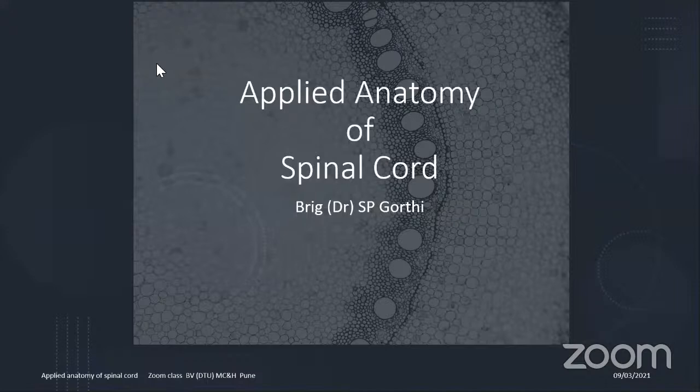Similarly, the brain sends its motor impulses through the corticospinal tracts and the descending tracts of the extrapyramidal system, and they home on to the ventral horn, the anterior horn cells, and through the lower motor neuron they enter the muscles at the neuromuscular junction and carry on the motor function. So the spinal cord is a very important organ to study.